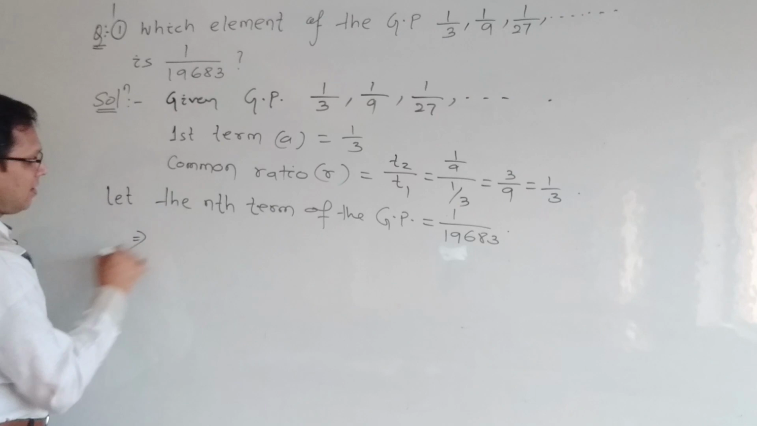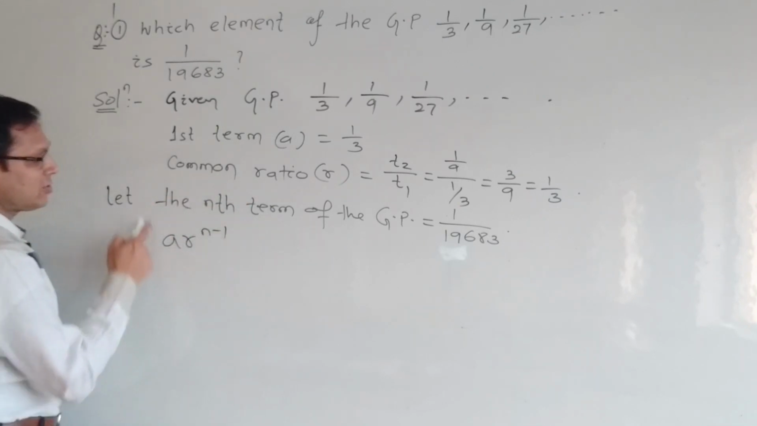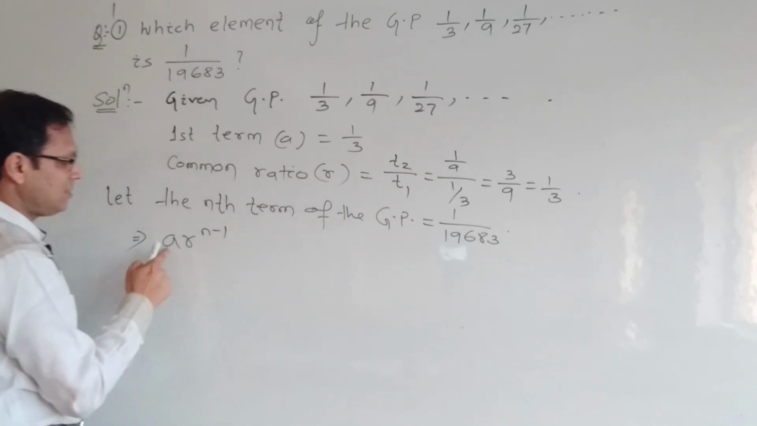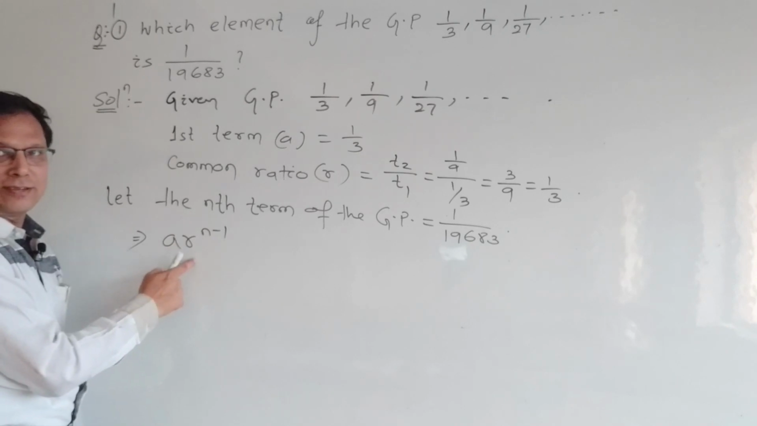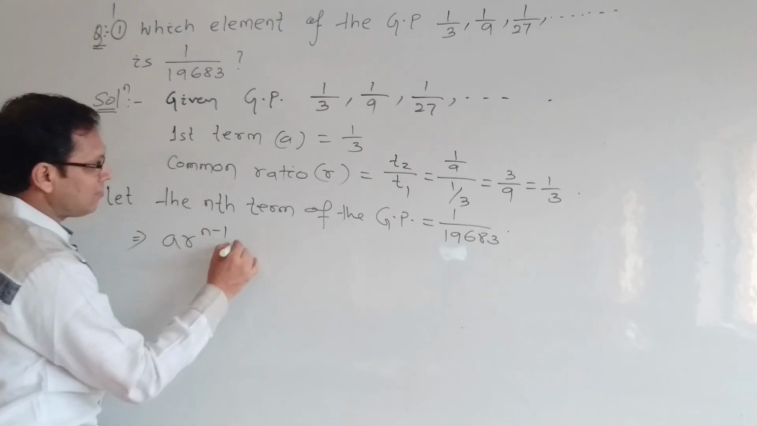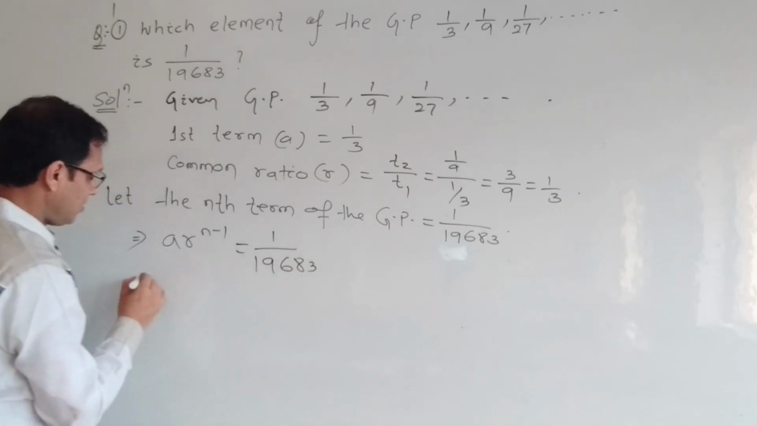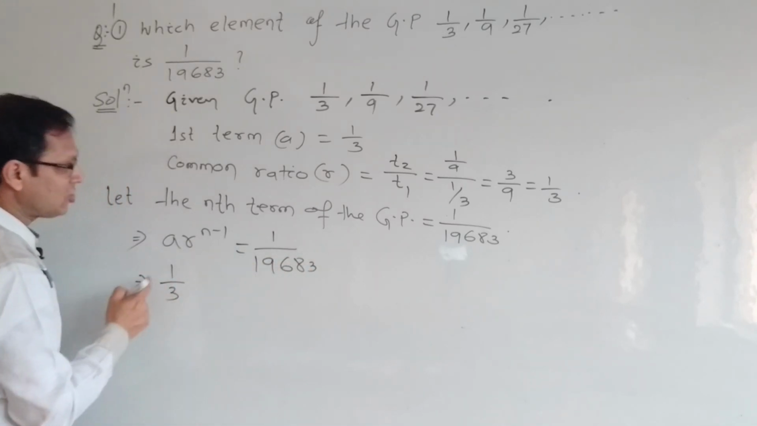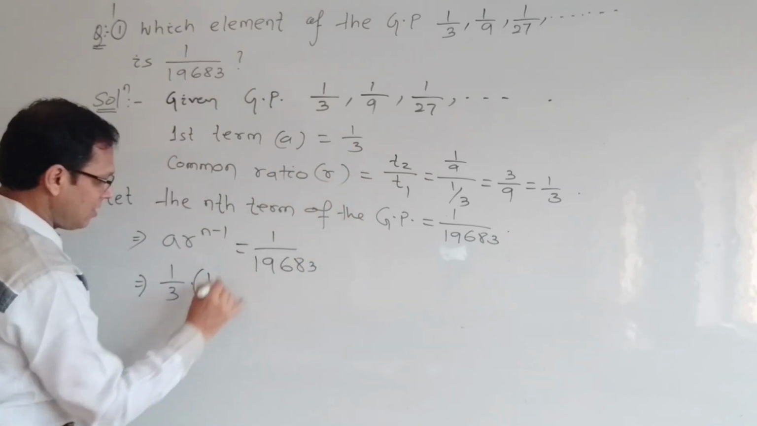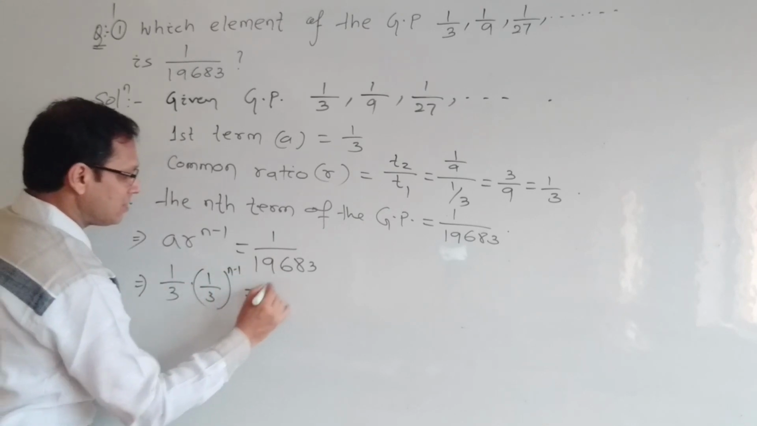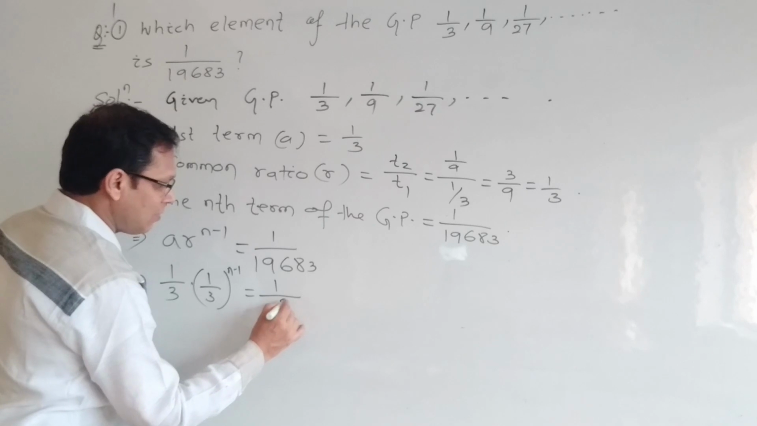Then according to our condition, A r to the power n minus 1, because the nth term of any GP is equal to A r to the power n minus 1, where A is the first term and r is the common ratio. So A r to the power n minus 1 is equal to 1 by 19683. We have A equal to 1 by 3, r equal to also 1 by 3, whole to the power n minus 1 is equal to 1 by 19683, that is 1 by 3 to the power 9.